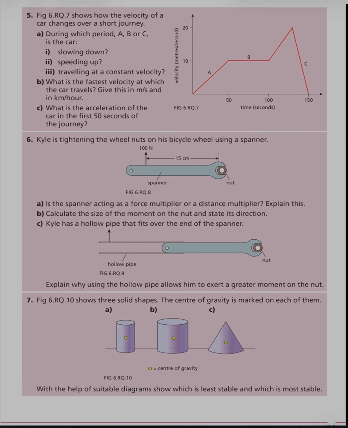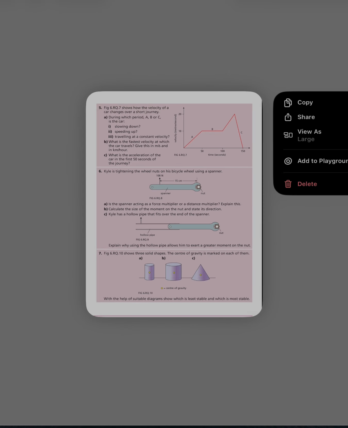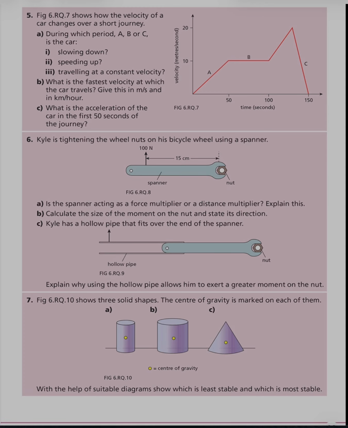5A. From the velocity-time graph, identify when the car is slowing down, speeding up, and traveling at constant velocity. Slowing down. C. Speeding up. A. Constant velocity. B. 5B. State the fastest velocity of the car in meters per second and kilometers per hour.